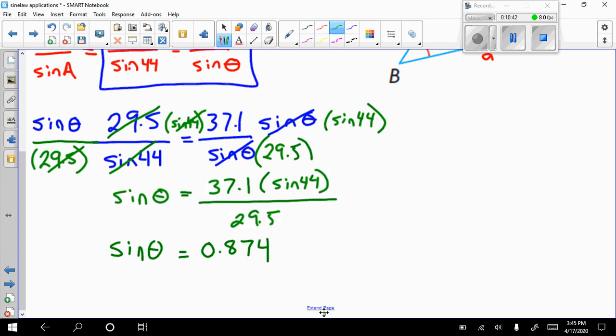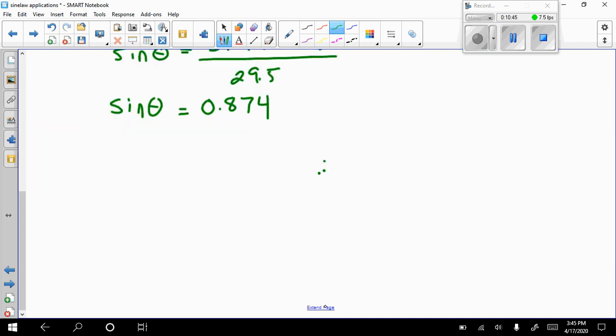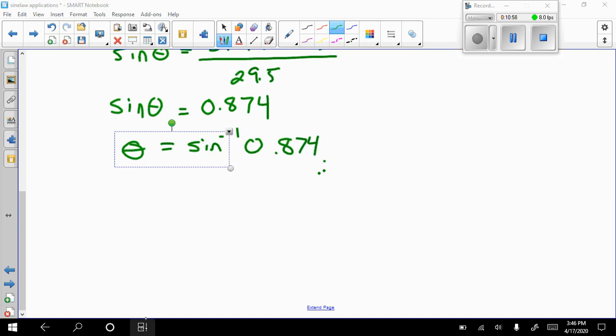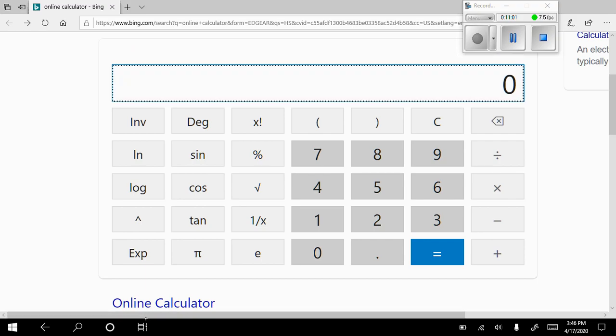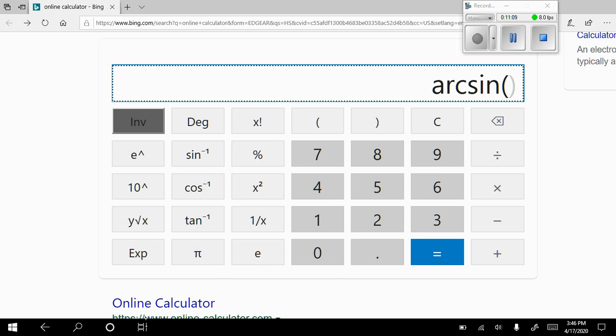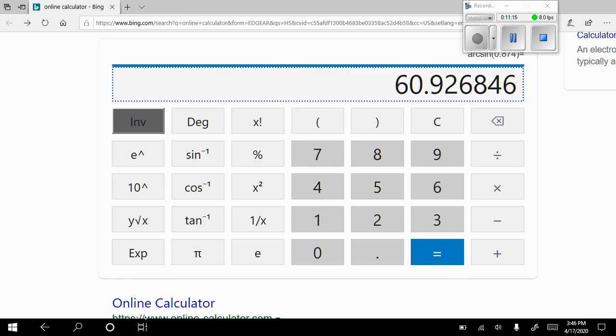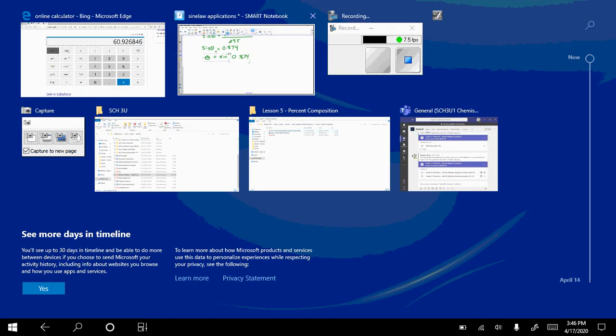Well, to get the angle, whenever you get to one of these points where you've got sine theta equal to a number, in order to get the actual angle, you've got to do this inverse function, sine -1 of 0.874. So let me show you how to do that on your calculator. Here we go. I'll clear, and I go inverse sine, or sometimes you say second sine, and then you put in 0.874 equals, and there it is, 60.9, or maybe if we went to the nearest degree, 61 degrees.